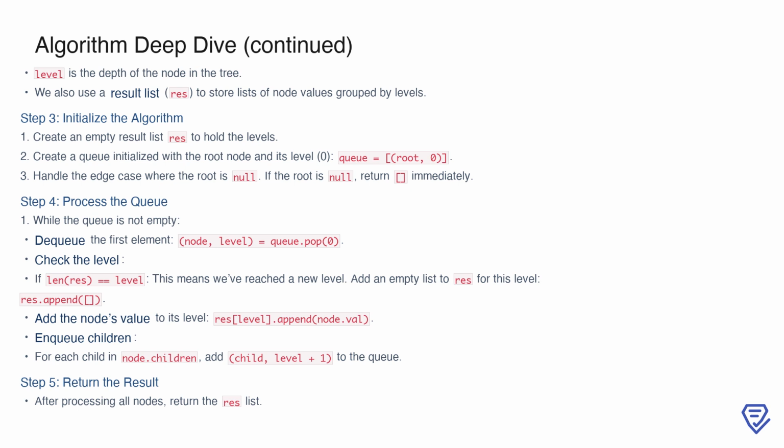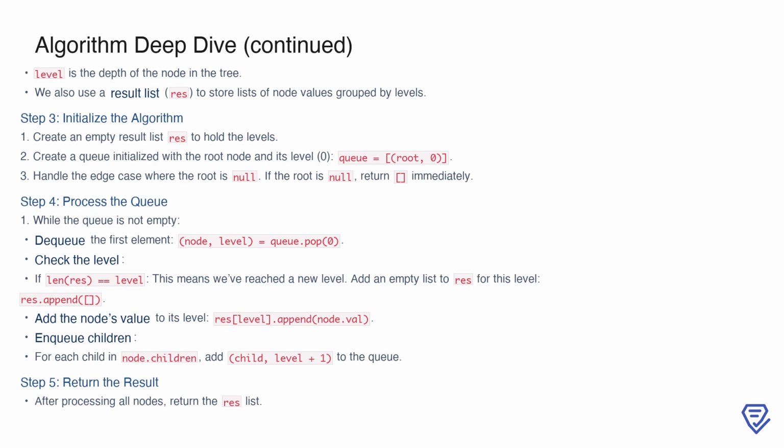In addition to the queue, we also maintain a result list called res, which will store the node values grouped by their levels. To initialize the algorithm, we first create an empty result list, res. Next, we set up the queue with the root node and its corresponding level, which is 0. If the root node is null, we handle this edge case by returning an empty list immediately.